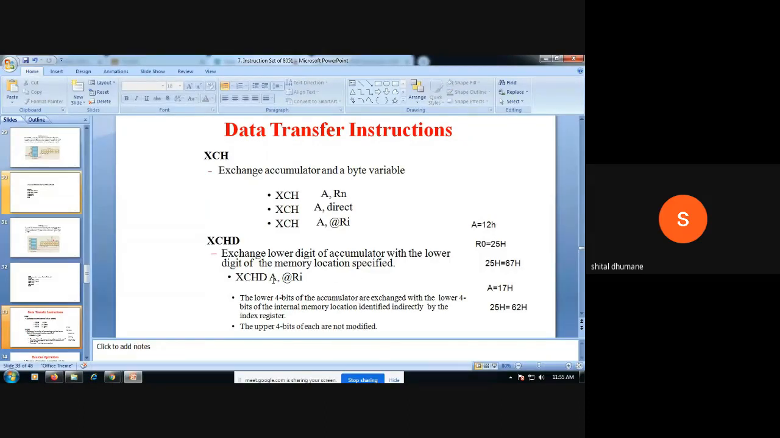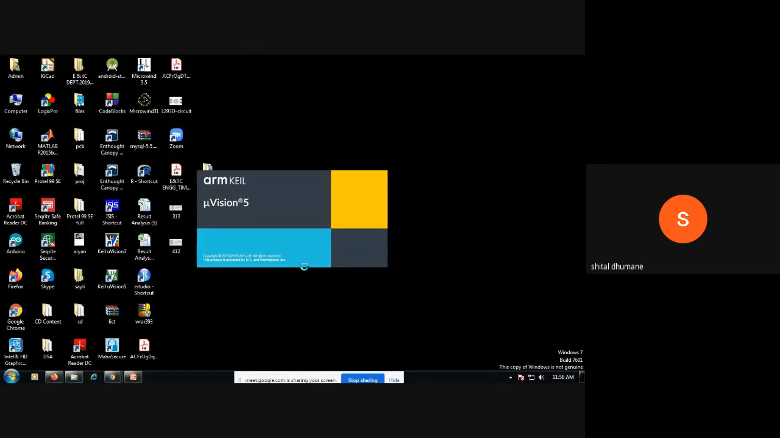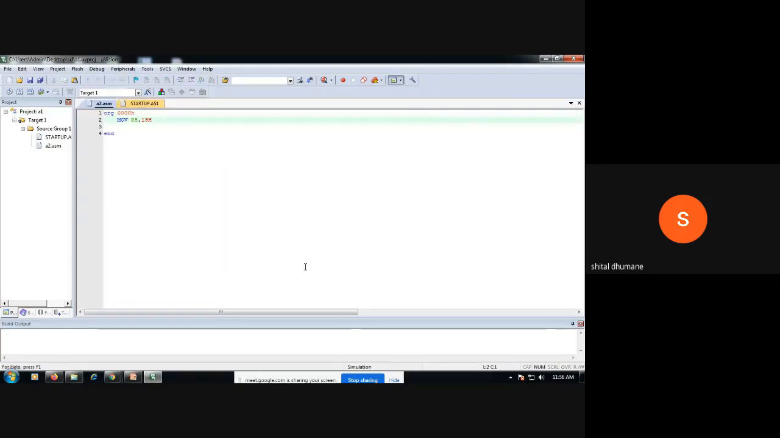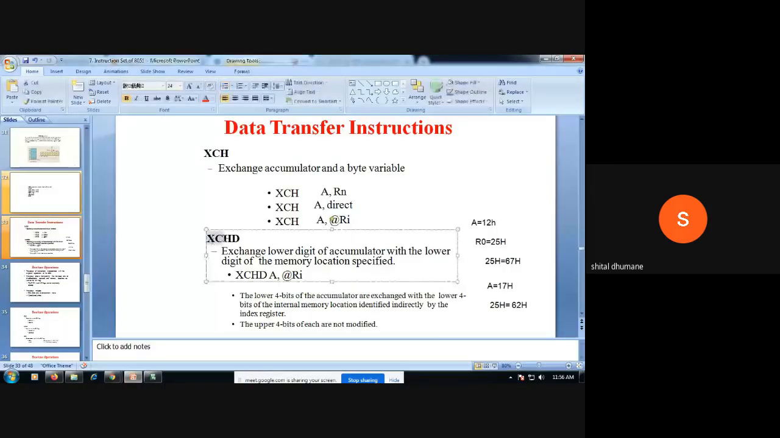Getting this? Only the lower nibble will get exchanged. And this is the only single instruction, with no combination for this instruction. XCHD: D means that you can consider the lower nibble. So it will only exchange the data from the memory location with the accumulator, only the lower nibbles. We will work out one or two instructions in Keil, to see how the lower nibbles get exchanged.